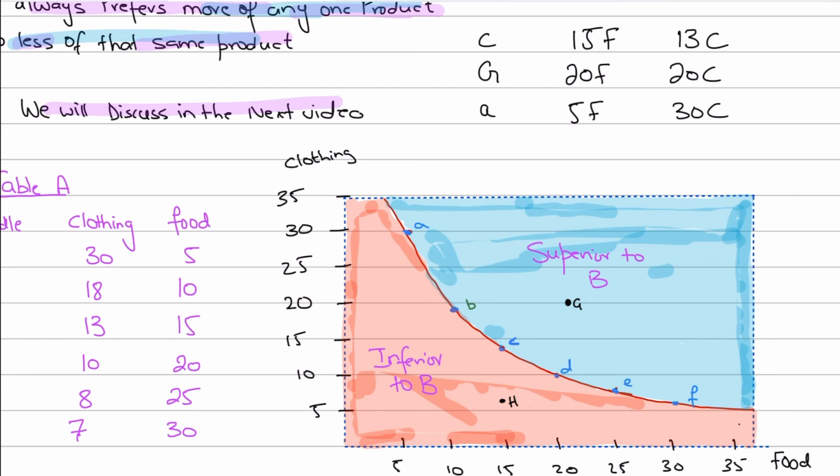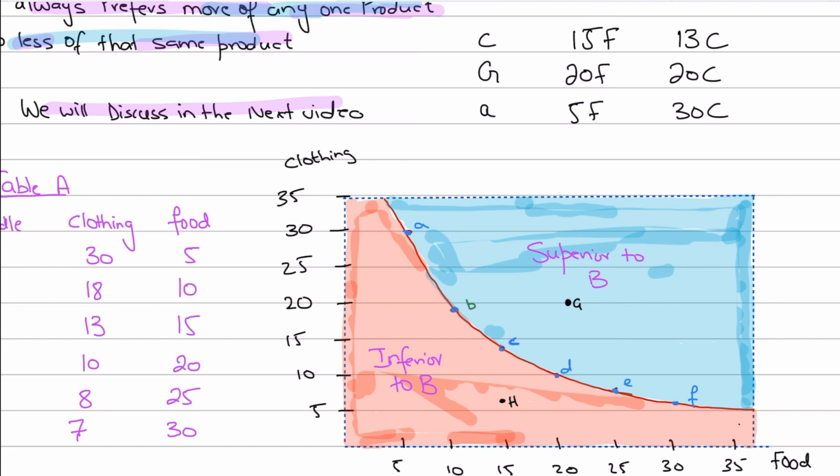What I'm saying is that any point above the curve will obviously be superior to some points on the curve, in the sense that it will have more of both food and clothing than those points on the curve. So G appears superior to C because it has more food and more clothing as well.